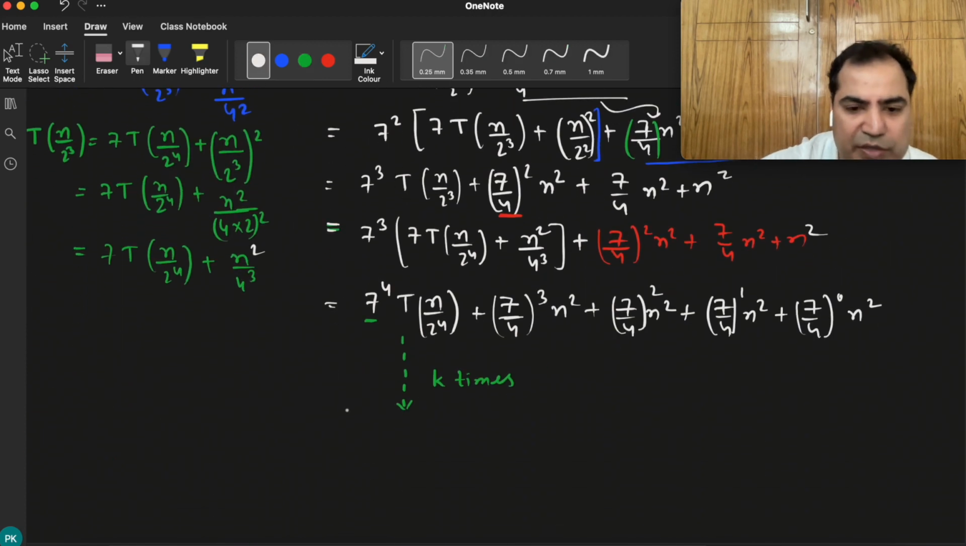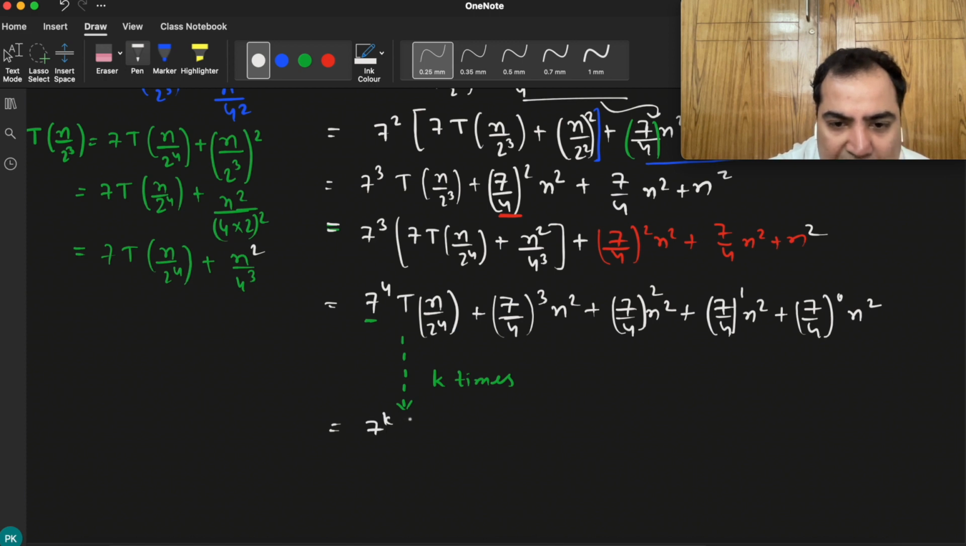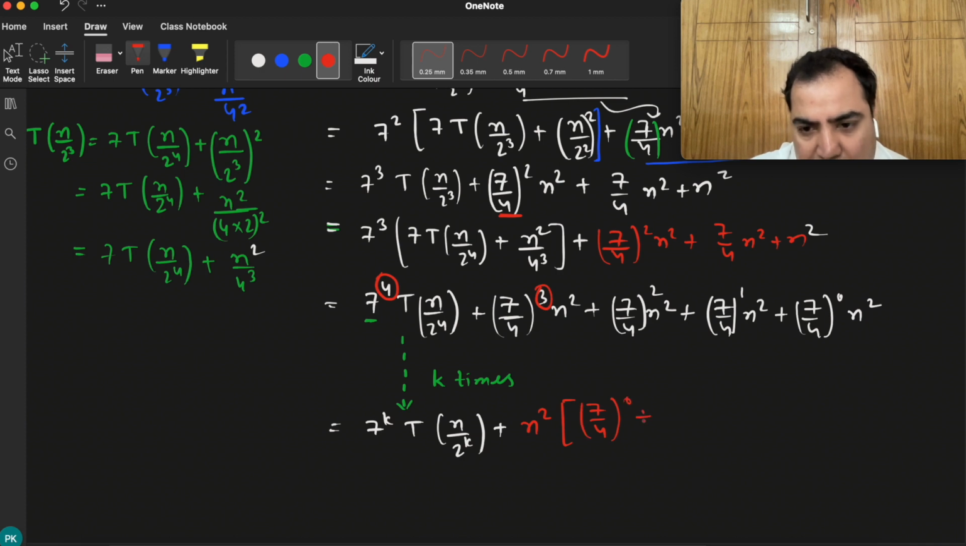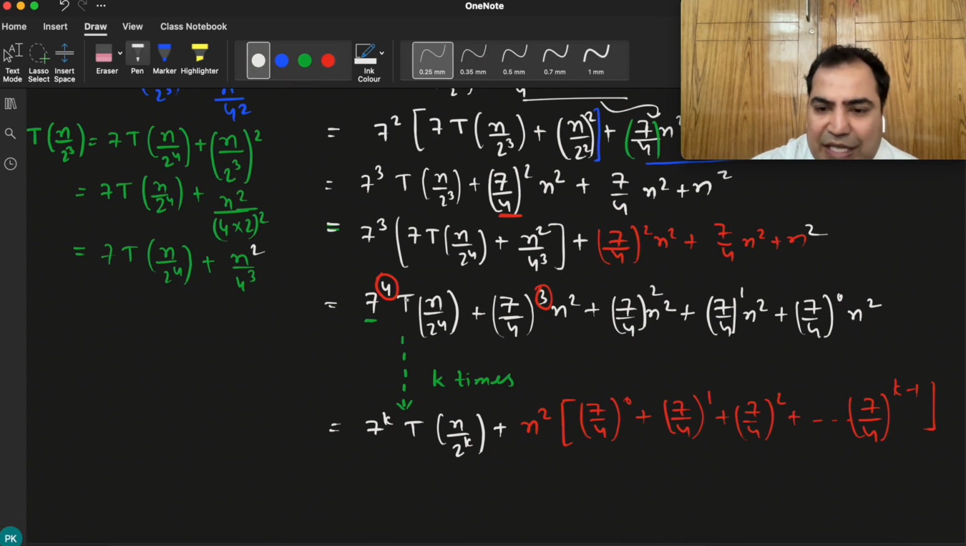Okay, so how will this equation look now? If we ran it 4 times, it is 2 raised to power 4, 7 raised to power 4. So if we ran it k times, this will become 7 raised to power k T(n by 2 raised to power k), right? And you see, this value is 1 less than this, right? If it is 4 times, this value is 1 less than this, right? So I will just take n square out of it, and what I will try to write, (7/4) raised to power 0, that is 1 only, plus (7/4) raised to power 1, (7/4) raised to power 2, and so on till (7/4) raised to power k minus 1, right? Since we are seeing a substitution pattern, if it is 4, this is 3, so if it is k, this is k minus 1.